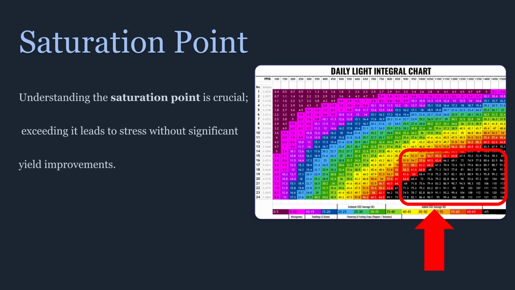At the end of the day, mastering DLI isn't about blasting plants with as much light as possible. It's about delivering the right amount of usable light at the right time in the right environment. When you get that balance right, plants reward you with higher potency, better structure, improved yields, and more consistent results across every cycle.